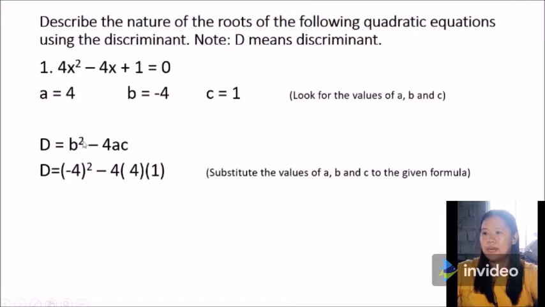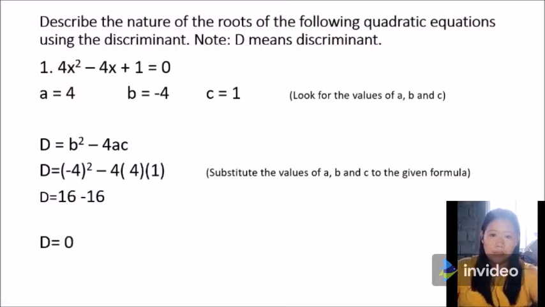And then, this is our formula. Discriminant is equal to b squared minus 4ac. And then substitute the values of a, b, and c to our formula. Okay? So D now is equal to, b is negative 4, so we have negative 4 raised to 2 minus 4 times a, which is 4, times c, that is 1. So negative 4 raised to 2, that is 16, minus 4 times 4 is 16, times 1 is 16. So we have D equals 16 minus 16.